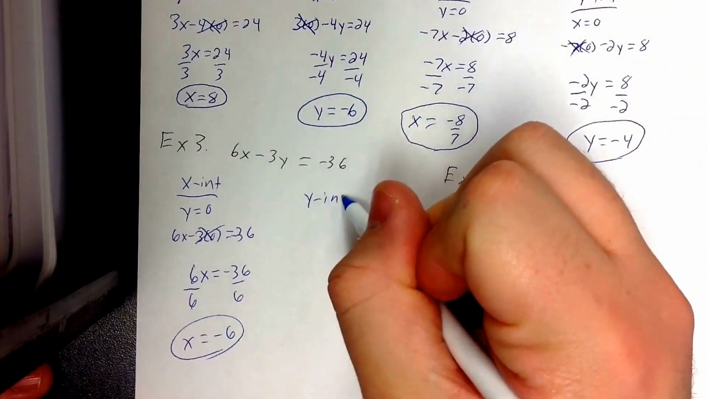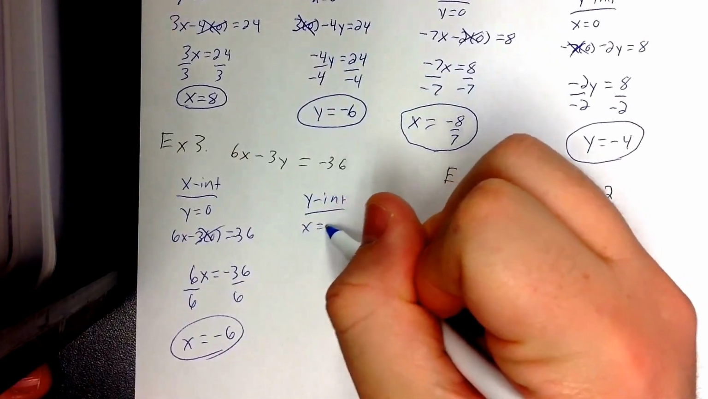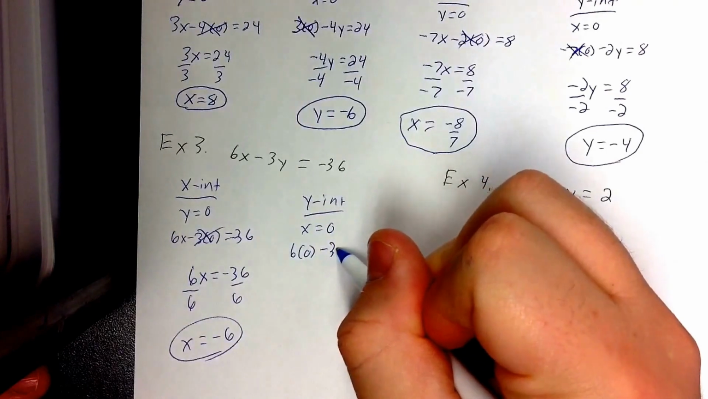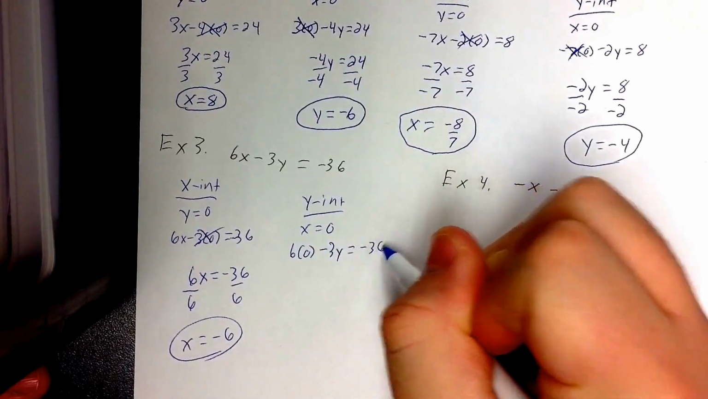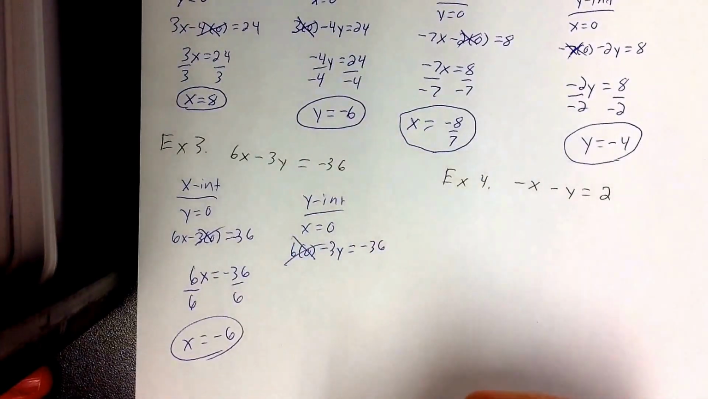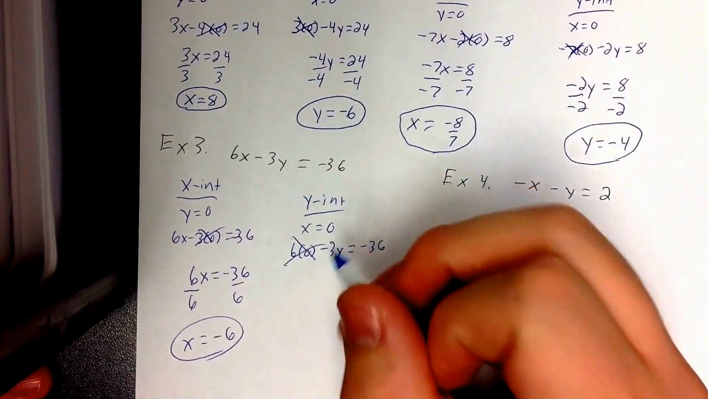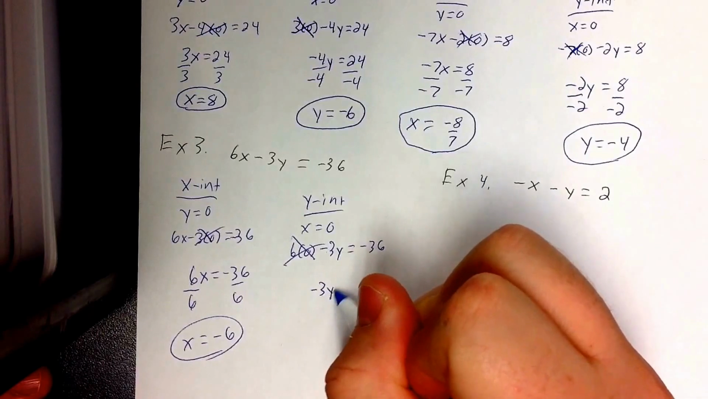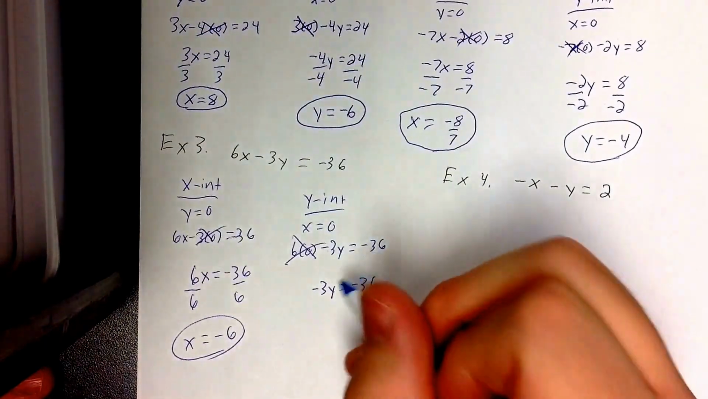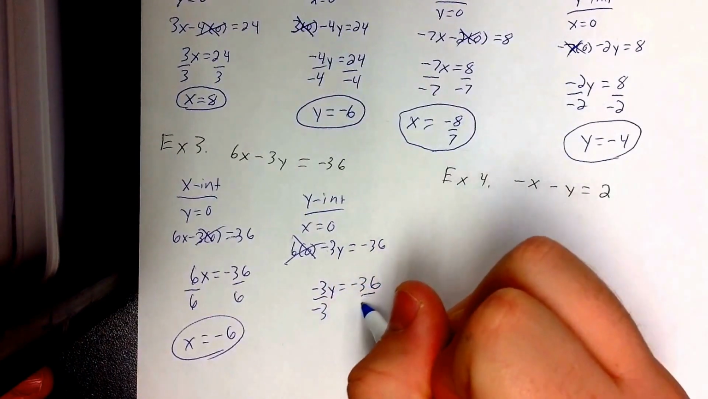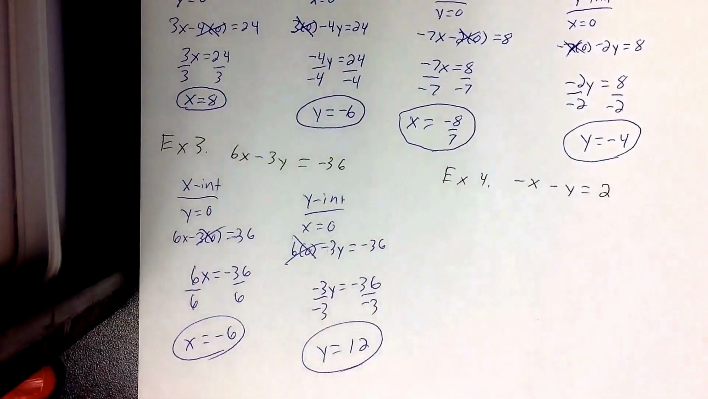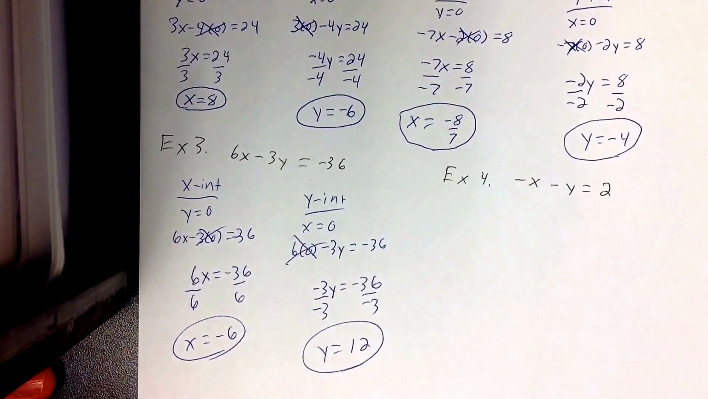The y-intercept, again, we put in 0 for x, so it'd be 6 times 0 minus 3y equals negative 36. 6 times 0 goes away. Again, I got a minus, so I bring it down as a negative 3y equals negative 36. Divide both sides by negative 3. Negative divided by a negative is a positive, so it's y equals positive 12.